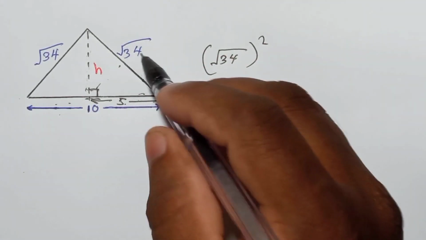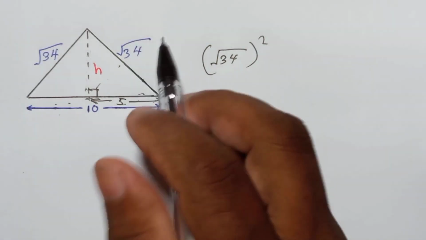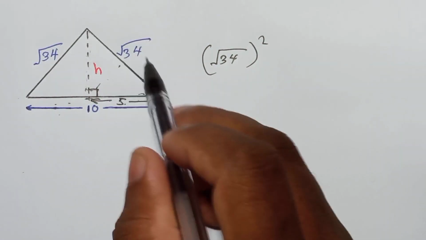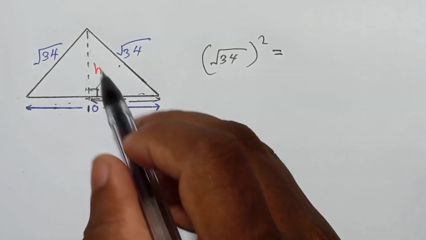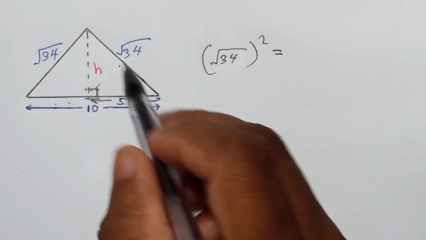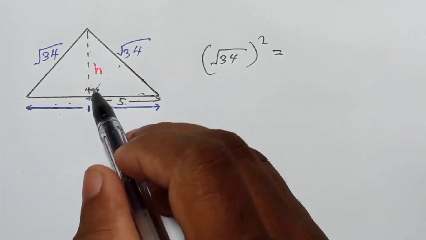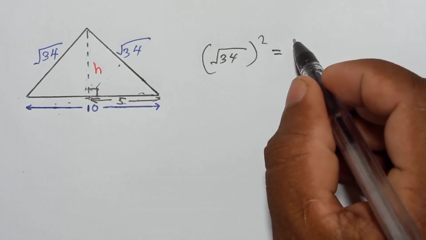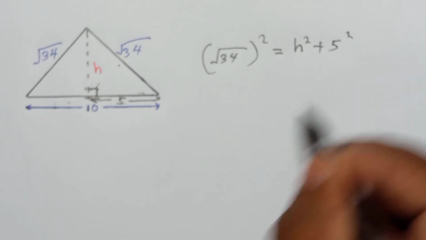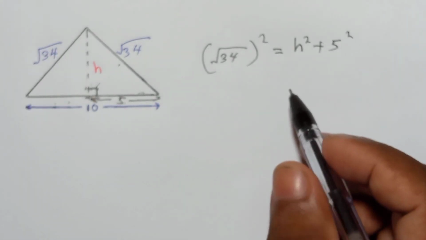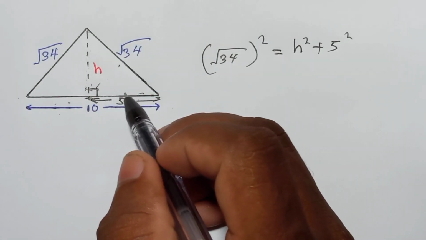Whatever you have here, maybe x plus 2, some algebraic expression, it doesn't matter how they give the length, that one is squared and is equal to the other two sides of this triangle. What are the other two sides? This is the hypotenuse, and the others are h and 5. So I can write h squared plus 5 squared. This is the best way to write the Pythagoras theorem: the hypotenuse squared is equal to the sum of the squares of the other two sides, right?